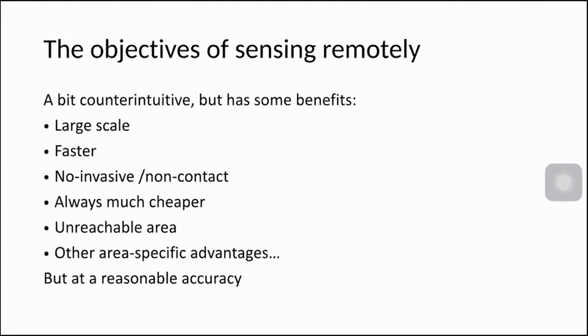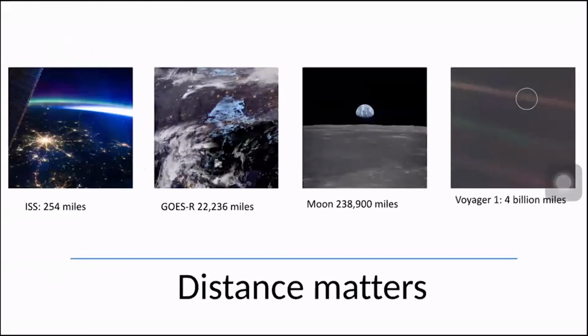All of this has a cost. That's the accuracy. If you're not looking closely enough, you are losing a lot of accuracy. But you need to find a balance between these benefits and the loss of accuracy.